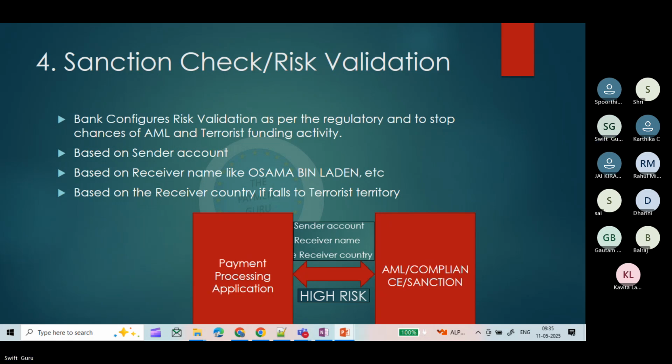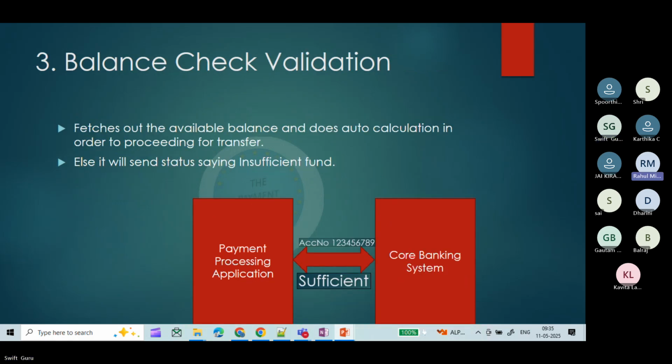Tell me, Rahul. Here the balance will be checked from the client end, or do we have to check? As the bank, you have to check. So we have access to all the bank portals to check the accounts and the funds.